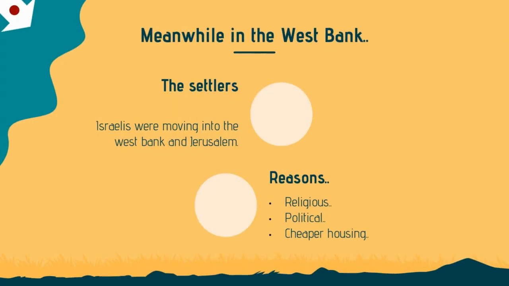Meanwhile, in the West Bank, Israelis were moving into the West Bank and Jerusalem. They were called the settlers. The UN deemed this illegal, but their numbers kept increasing. Some were moving because of religious reasons, others because they claimed the West Bank was Israeli territory, and others moved there simply because housing was affordable. We will learn what response the Palestinians gave to this in part 2 of this series.